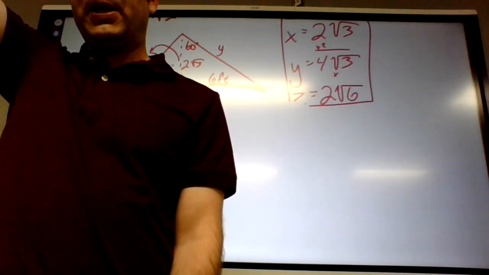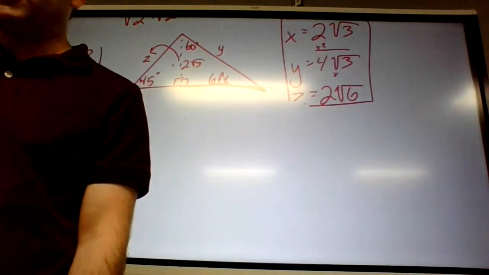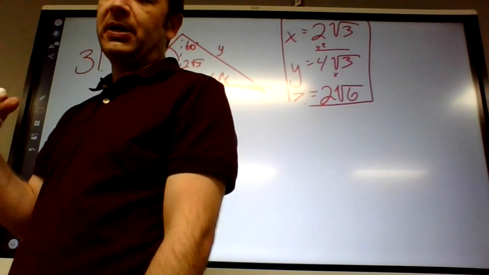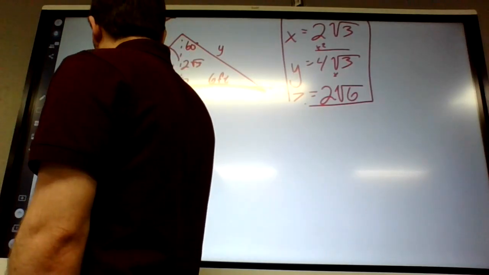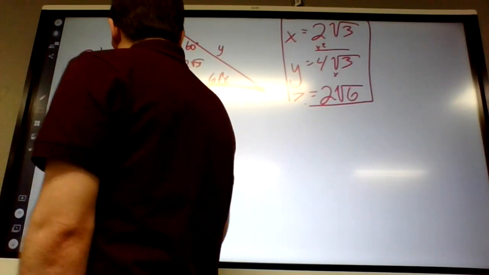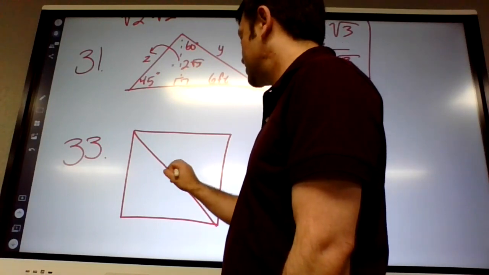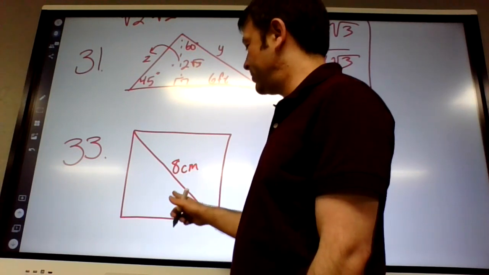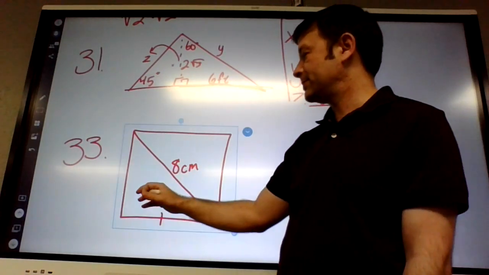33 says find the area and the length of the diagonal of a square whose perimeter is 20. Oh, did I read the wrong one? Yes, I did. 33 says find the perimeter and area of a square if the diagonal is 8. What should we do first? Draw it, yes. Okay, if the diagonal is 8, let's say 8 centimeters. How do I go from a diagonal? How do I figure out how long each one of these sides is?